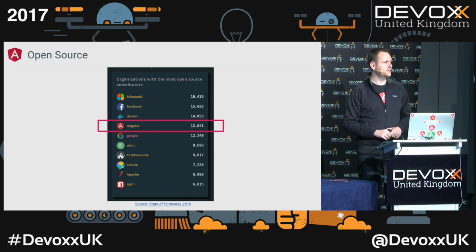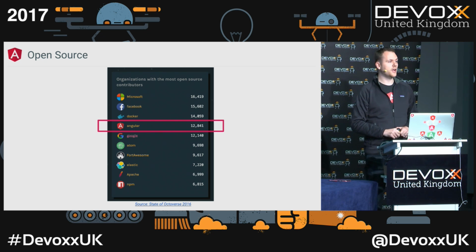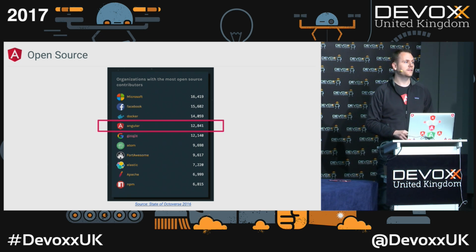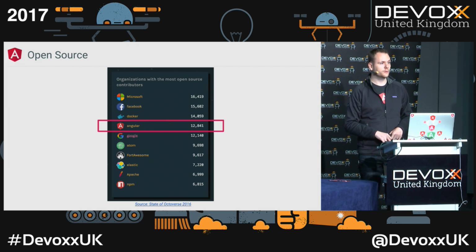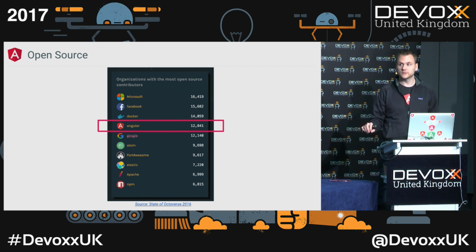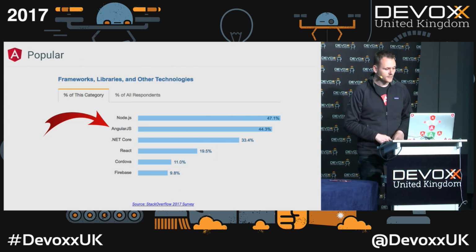So back in 2016, GitHub did a State of the Octoverse, looking at and understanding the open source projects that existed on their platform. And you see here that Angular was actually one of the top projects by number of contributors, even above the rest of Google, which is a little bit funny from our perspective.